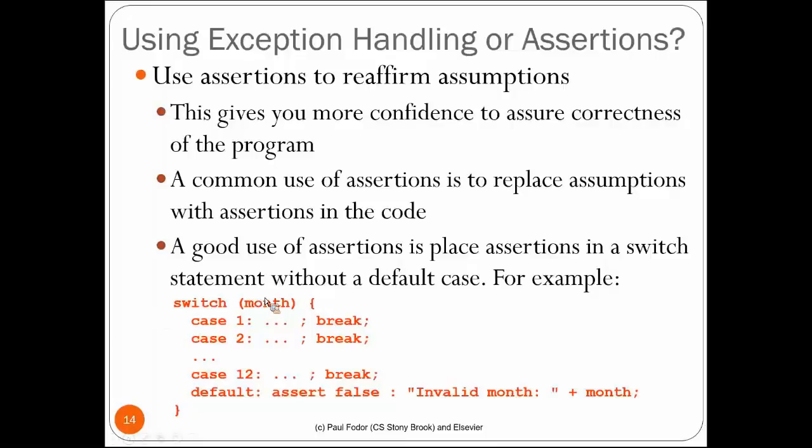For instance, let's assume that we have a month variable. We are expecting that month variable to be between 1 and 12. We are never expecting to actually reach the default case for a month that is different from 1 to 12. So in this case, I'm asserting directly false, because I'm never expecting the code to reach this location. Similarly, if you have, let's say, a cascade of if statements, and there is a point we are never expecting to get to, that point should assert false, and we should run the program with enable assertions to make sure that we find those points in the program.